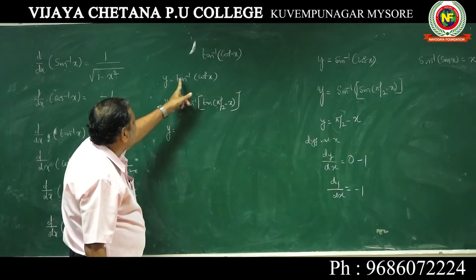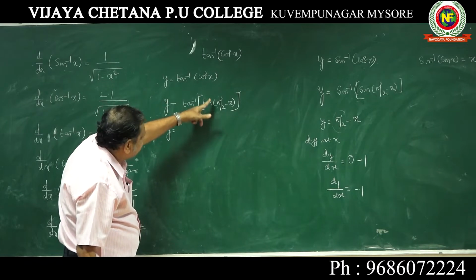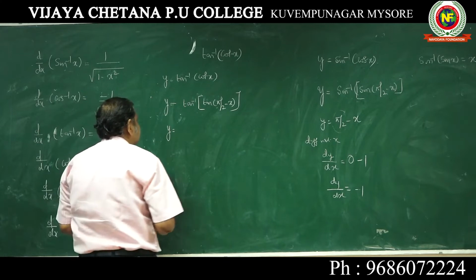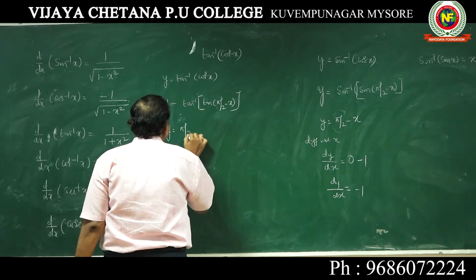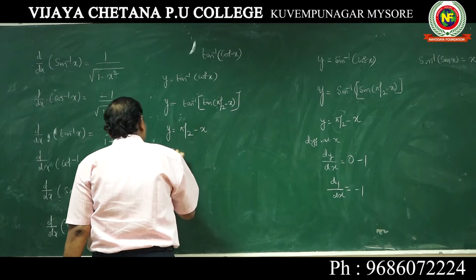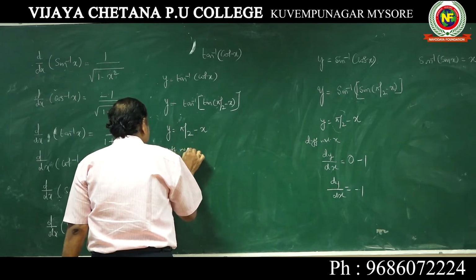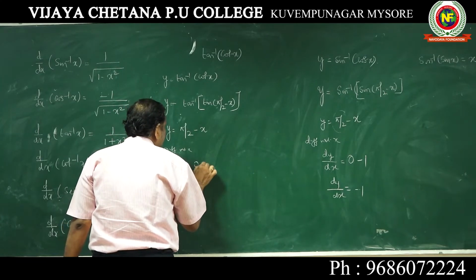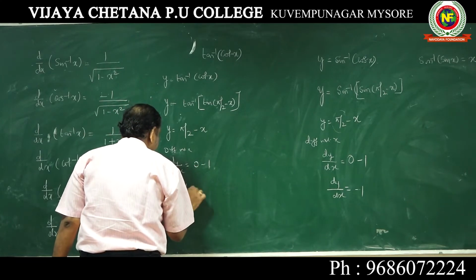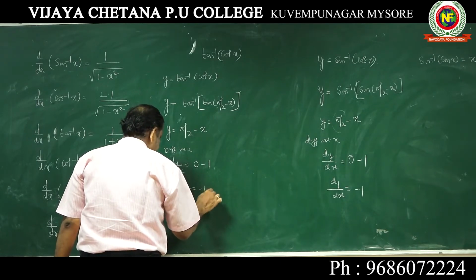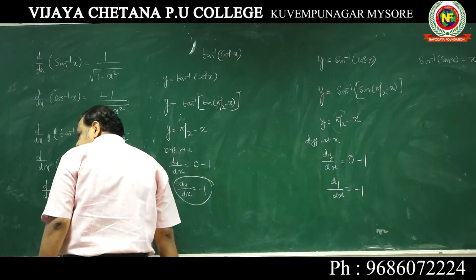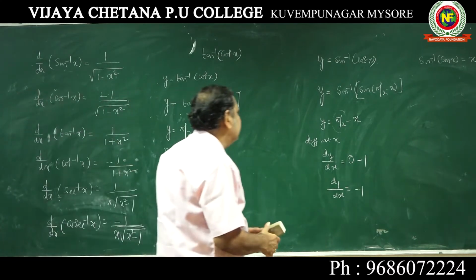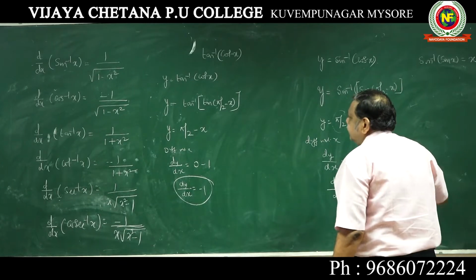Suppose it is cot inverse tan, then you can write cot of pi by 2 minus x. Here it is tan inverse tan of pi by 2 minus x, or y is equal to pi by 2 minus x. Differentiate with respect to x: dy by dx is equal to 0 minus 1, that is dy by dx equal to minus 1 is the answer you get. I suppose you have followed.